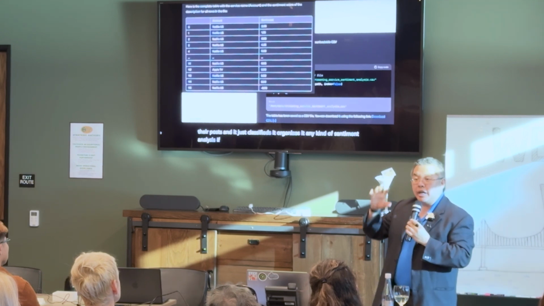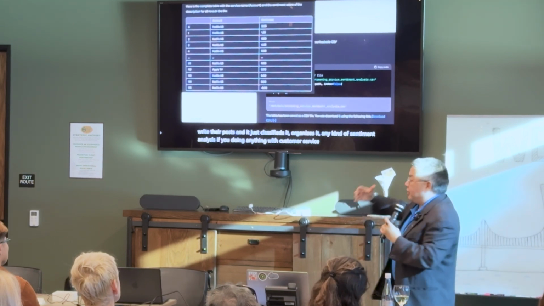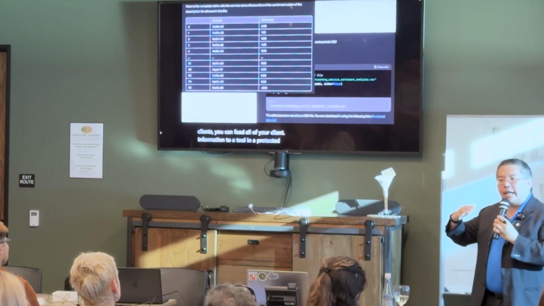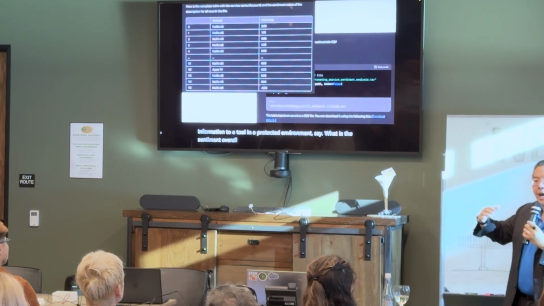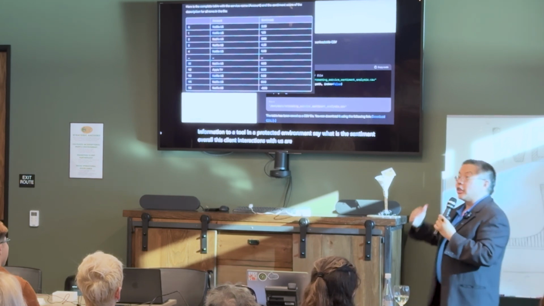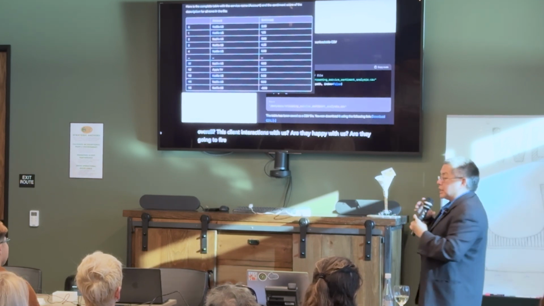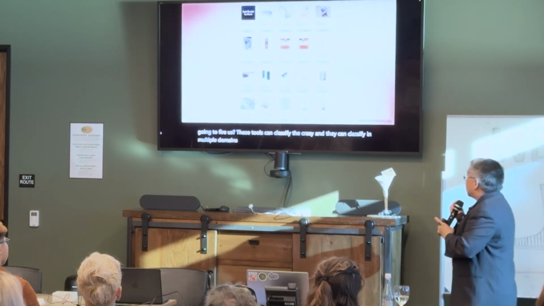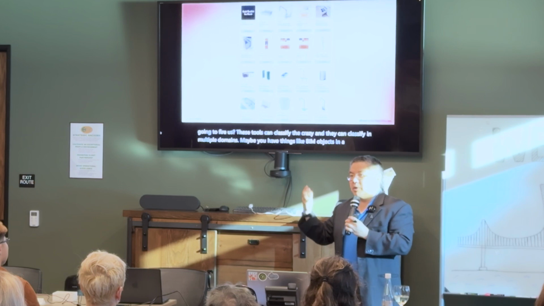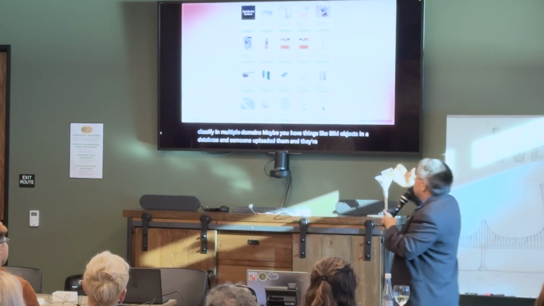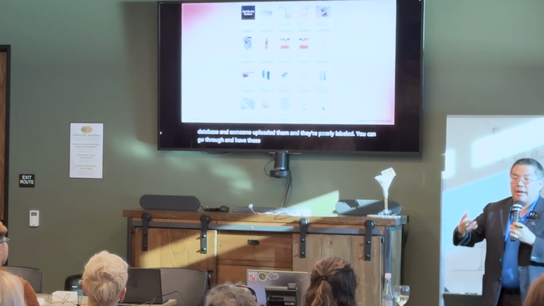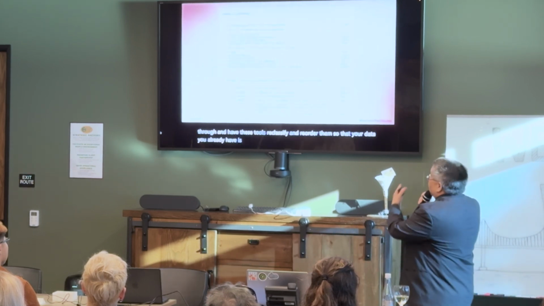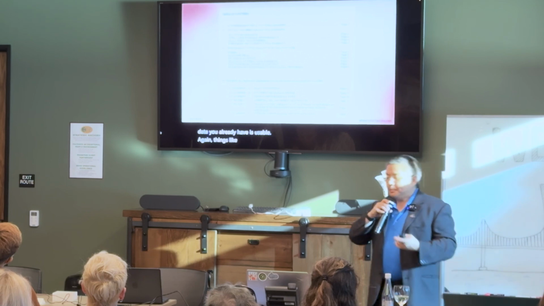If you're doing anything with customer service and clients, you can feed all of your client information to a tool in a protected environment and say, what is the sentiment overall of this client's interactions with us? Are they happy with us? Are they going to fire us? These tools can classify like crazy, and they can classify in multiple domains. Maybe you have things like BIM objects in a database and someone uploaded them and they're poorly labeled. You can go through and have these tools reclassify and reorder them so that the data you already have is usable. Again, with things like RFPs, they're phenomenal.